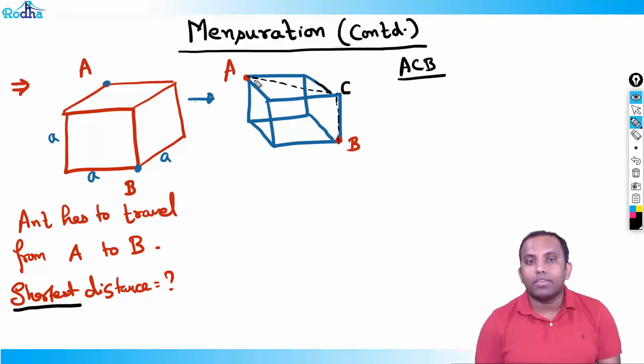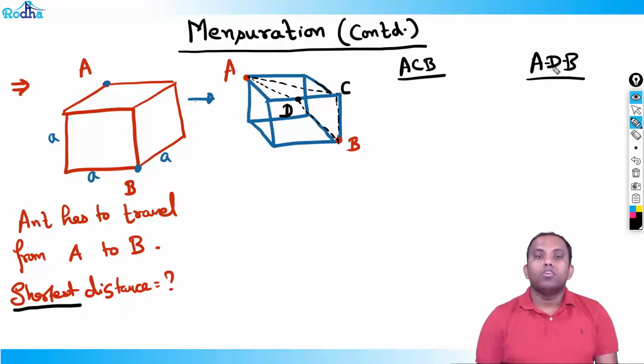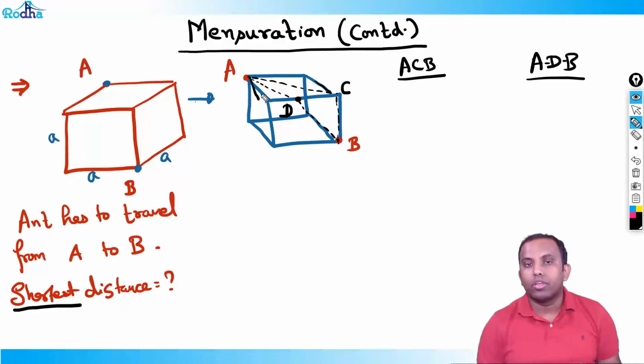So actually it is ant coming somewhere in between here, right? Somewhere in between, that is point D, and again crawling from here to here B, right? A to D, D to B. So A D B is one path, right? So that means what is this? It is on the roof, right? This is a roof.